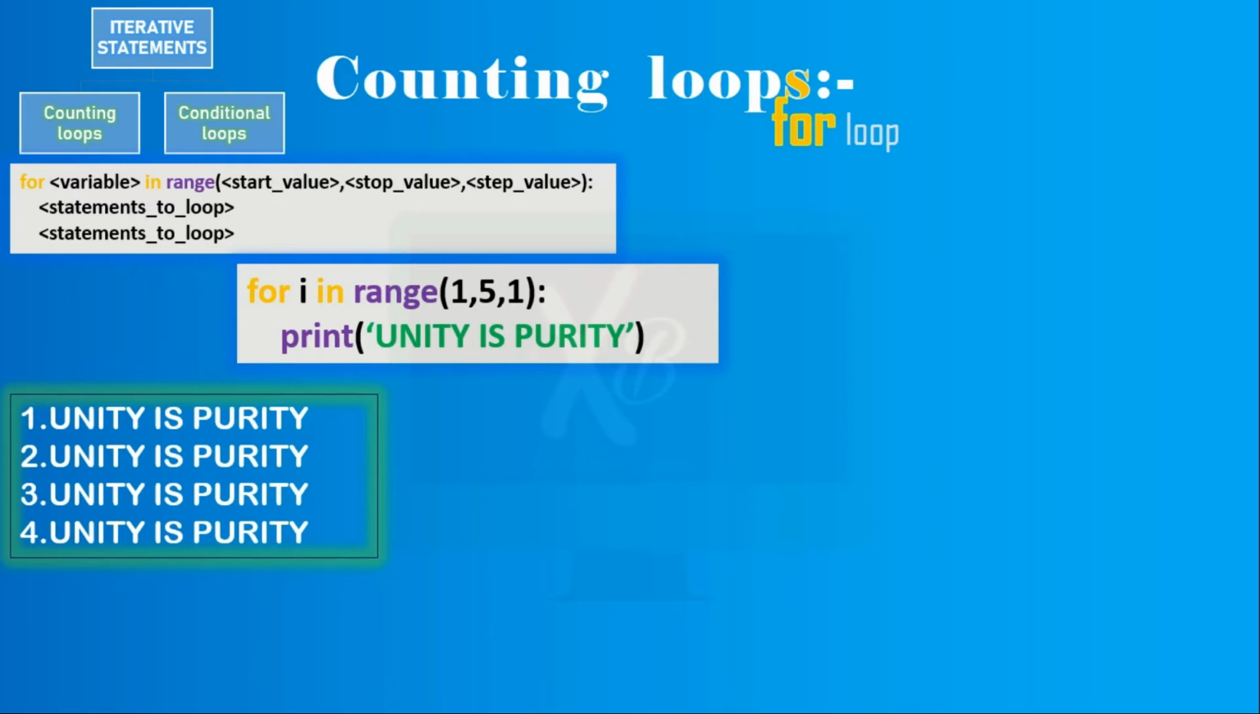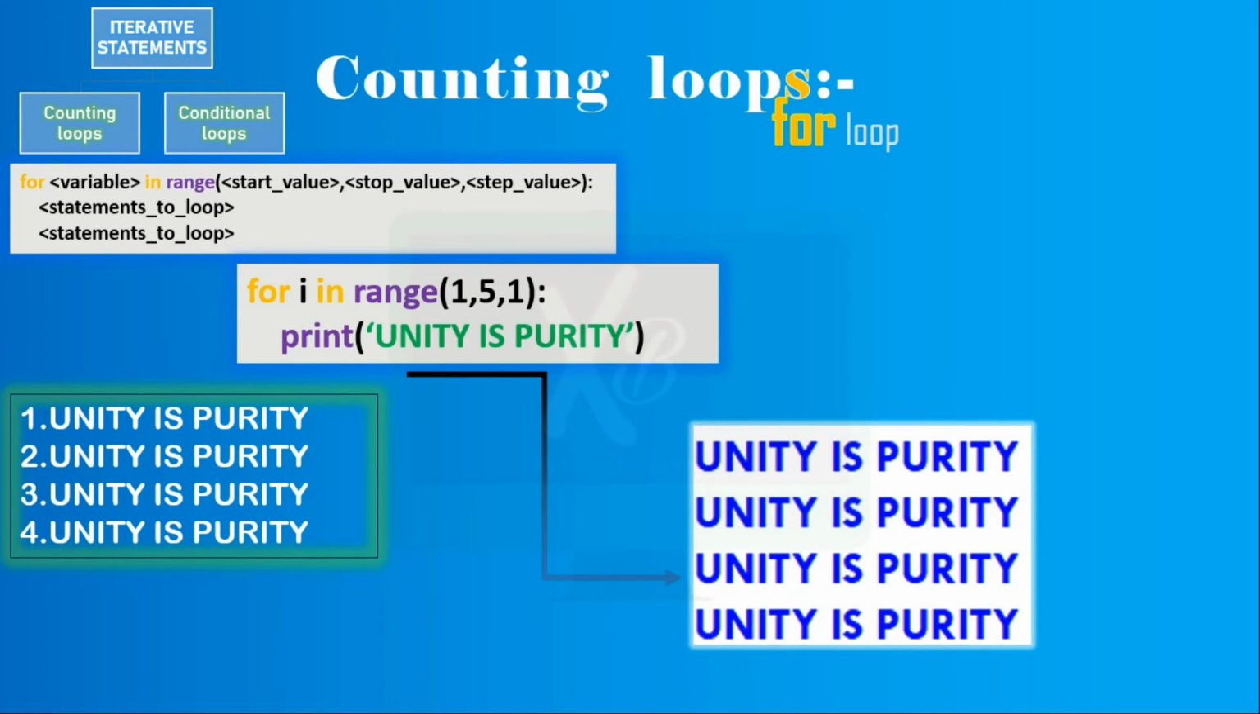So what happens here is, for i in range 1 comma 5 comma 1, the statements would be looped 4 times. Why? Because from 1 to 5 we have 4 numbers: 1 2 3 4. Why am I not saying 5? Because the stop value is never included, keep in mind. The step value is 1, so we have 4 statements to print. This in turn would give me the output in the Python shell: unity is purity, 4 times.